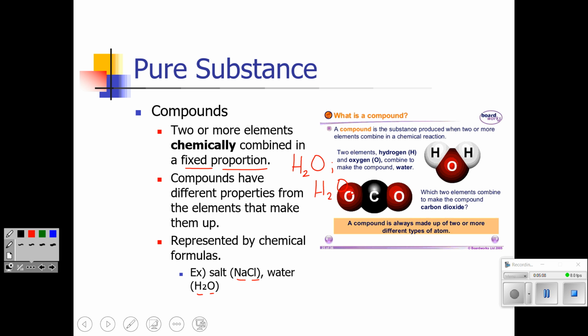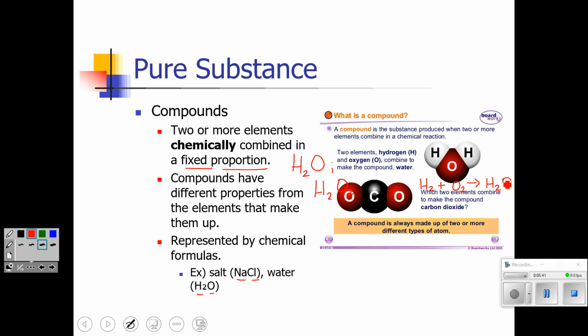When you're looking at the picture to the right, it says a compound is a substance produced when 2 or more elements combine in a chemical reaction. A chemical reaction is the same thing as a chemical change. So when water is formed, hydrogen had to come together and react with oxygen to produce water. Your chemical reaction looks like this: hydrogen reacts with oxygen, produces water.